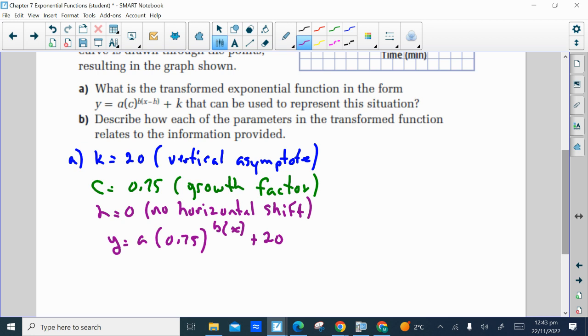And if we wanted to, we could change our parameters so that instead of y equals, T for temperature equals. And instead of x, we could use m for the number of minutes plus 20. Now I put a T there. Sorry, that should have been B.